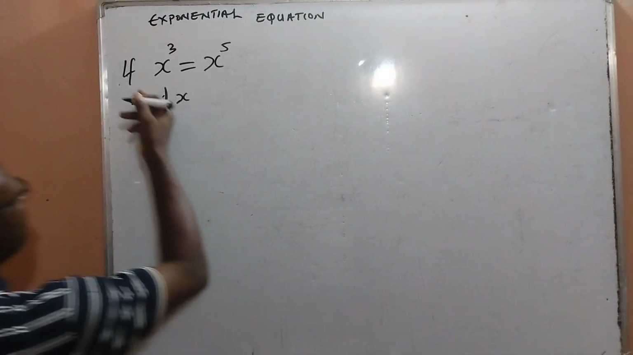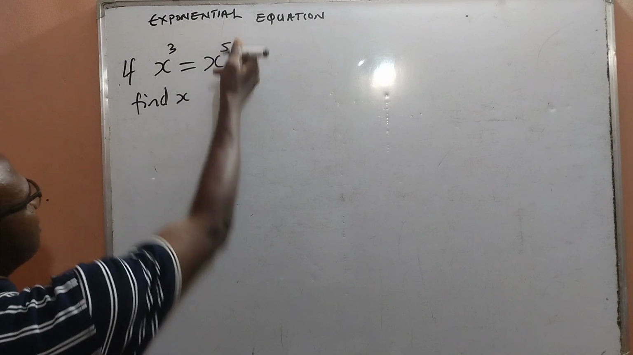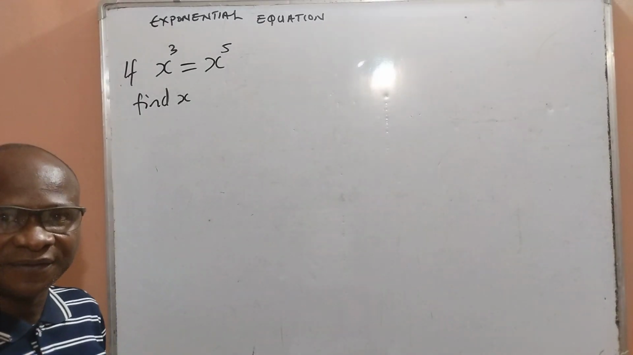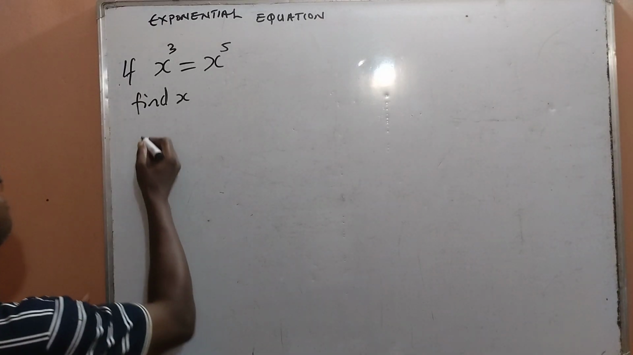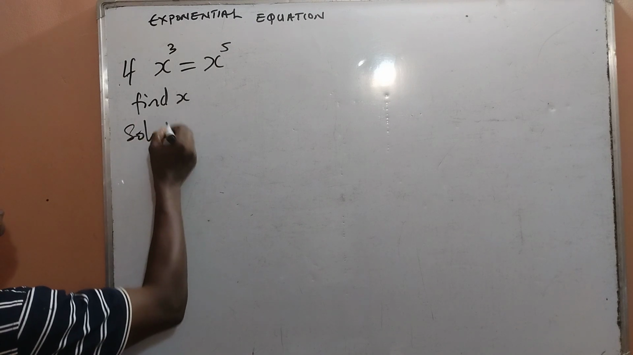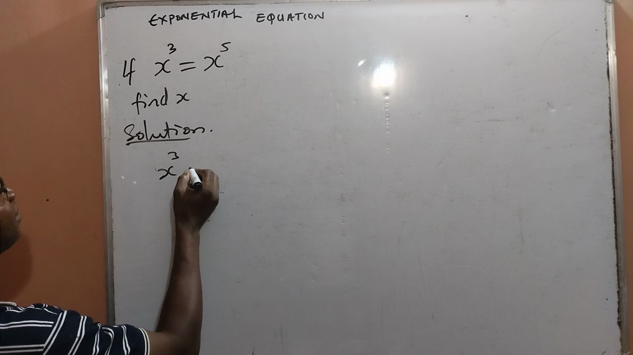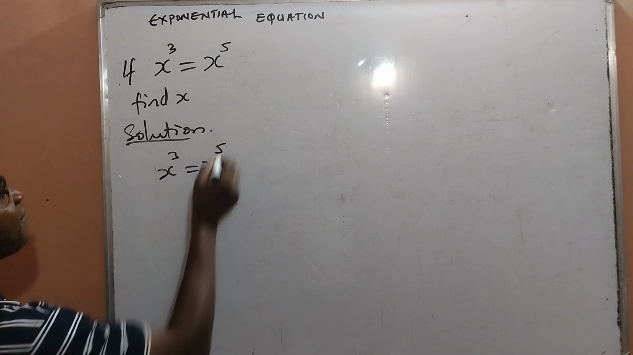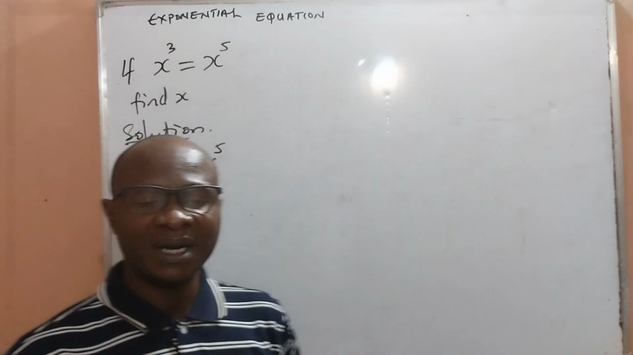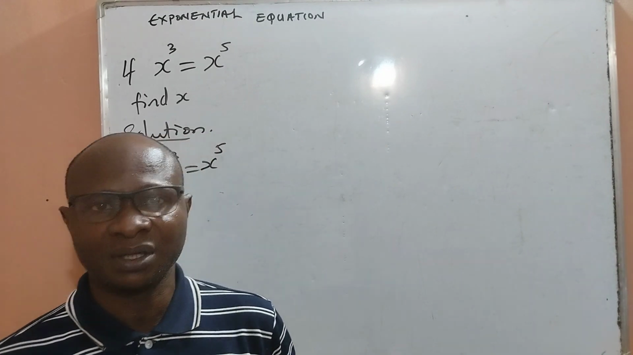If x raised to the power 3 is equal to x raised to the power 5, what is the value of x? So by solution to the question, we have x raised to the power 3 equal to x raised to the power 5. We are required to find what value of x should be.